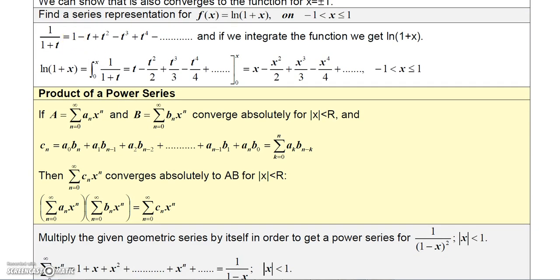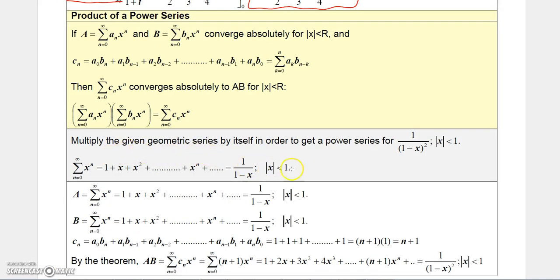Okay, so take a look at this next series, and I have the natural log of 1 plus x. So here, since I know if I integrate 1 over 1 plus t, that would equal the natural log of 1 plus x if I integrate it with respect to x. So basically, I take this series and I integrate it, and I get my new series, and my new series is actually equal to the natural log of 1 plus x.